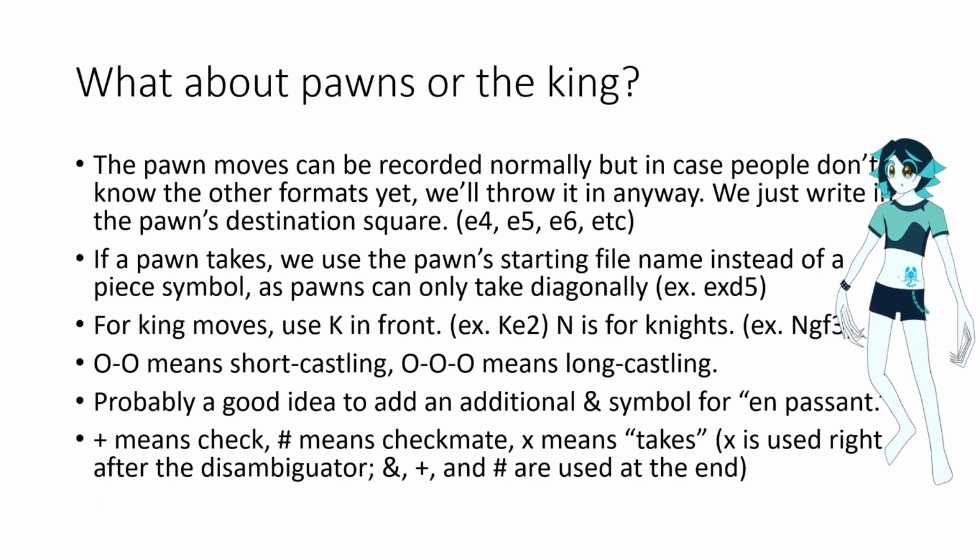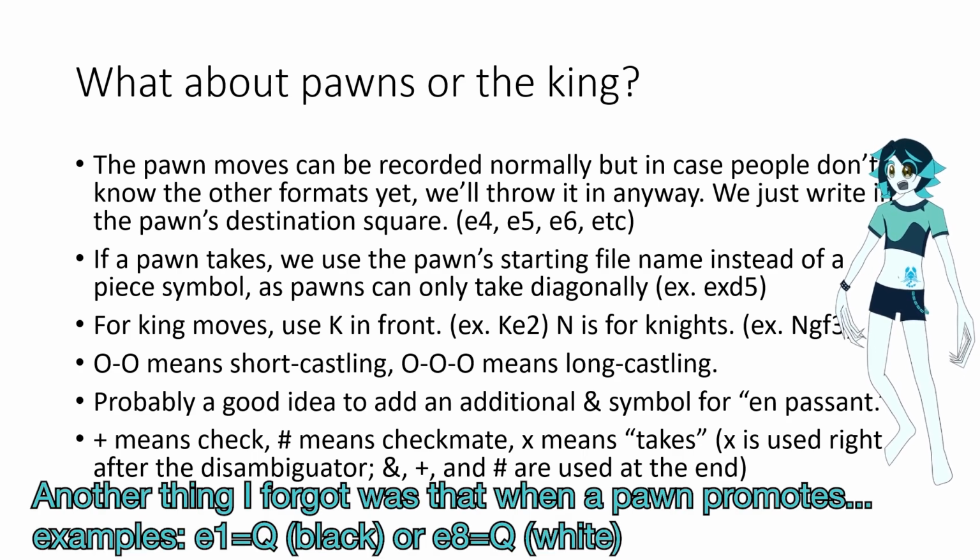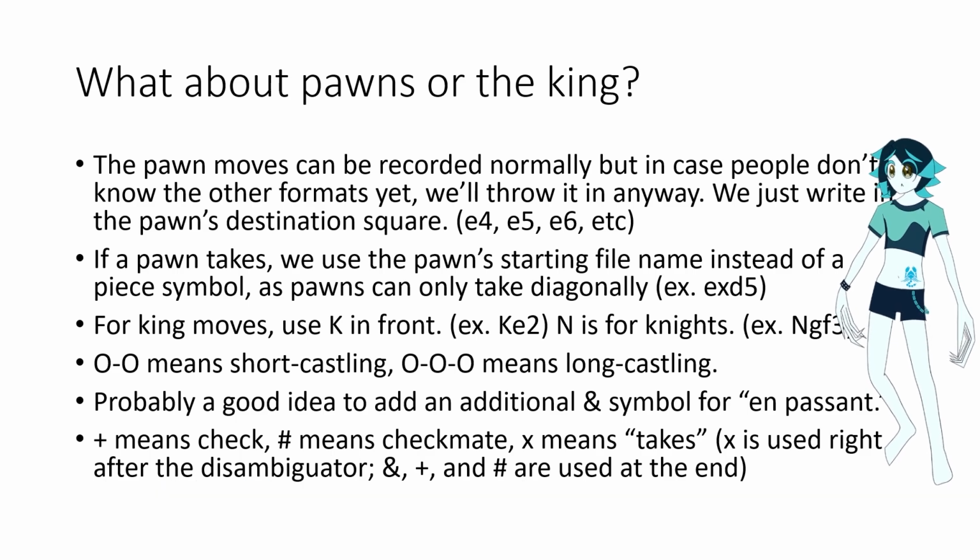And for king moves, we just use the K in front. And then N is for knights. Remember, we're not using knight F3 anymore. We're using knight G F3. So the N symbol is for knights.